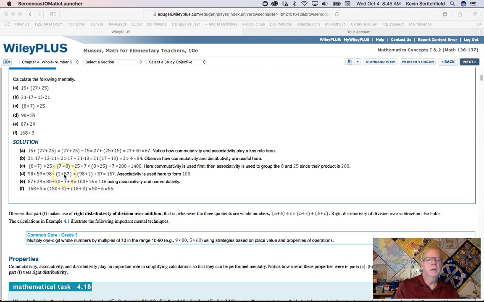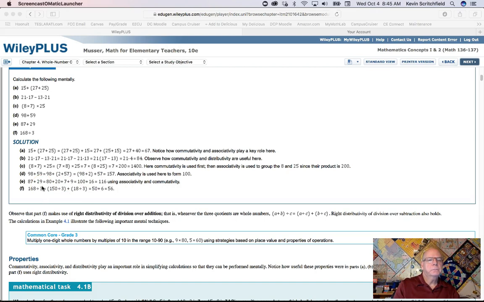They're changing the 59 to 2 plus 57, and then they're adding that 2 to the 98 instead. So again, associative property or really commutative property, they're just switching the order. Okay, so that 98 plus 2 is 100. 100 plus 57, 157.